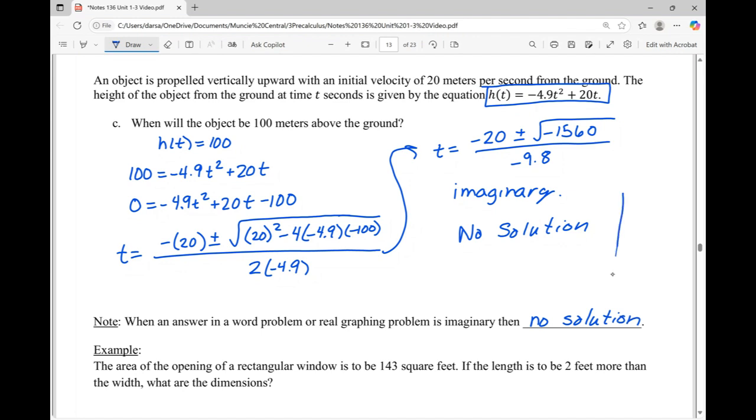But let's think about this question. Why is it that when I throw my projectile from the ground and it goes up into the air and it comes back down, why is there no solution for when it hits 100 meters? Why might that be a thing? Well, if you guessed that it never actually goes that high, you're correct. And later in the semester, we'll find a way to tell us that actually this thing maxes out at about 20.5 meters. So it never hits 100 meters, which is why there is no solution to this problem.